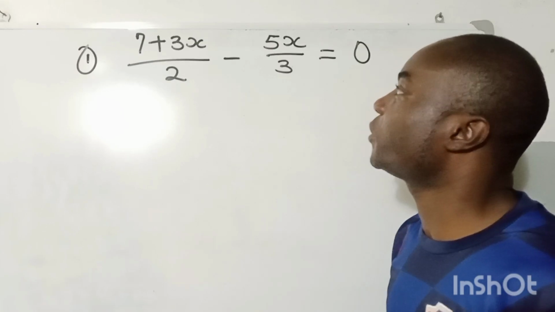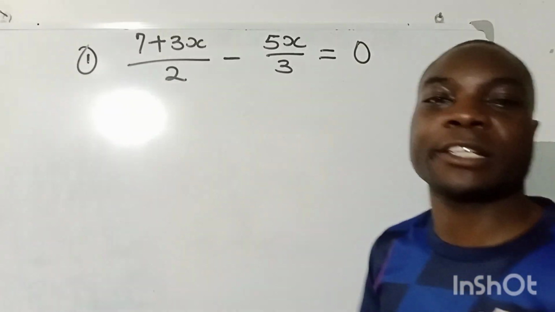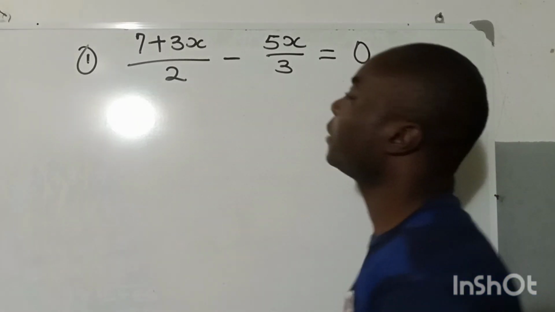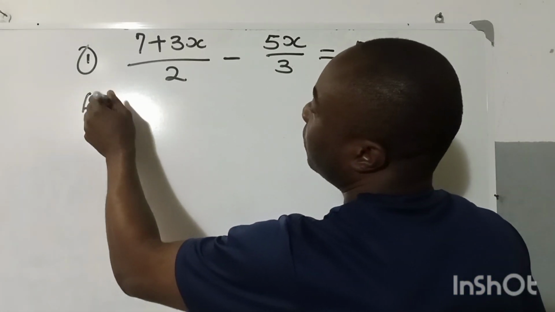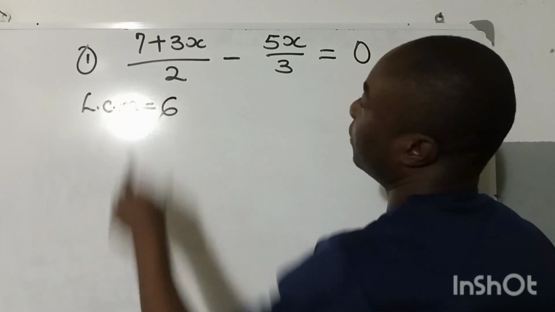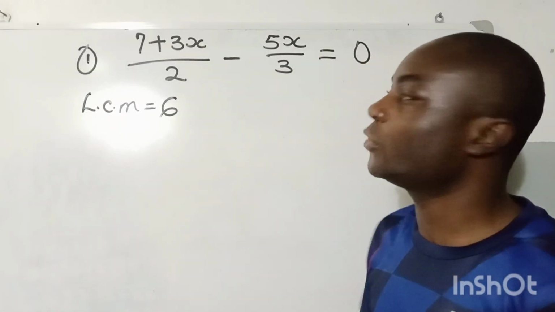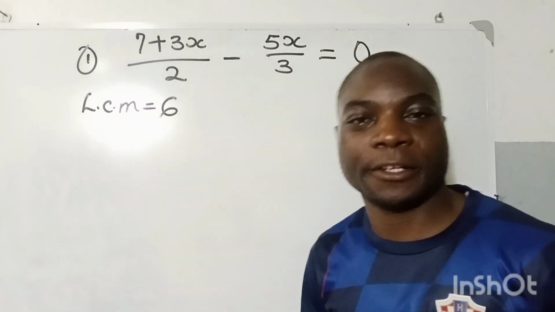Now, to answer this question, all we need to do is to ask ourselves, first of all, what is the LCM of 2 and 3? And the LCM of 2 and 3 is 6. The LCM is 6. Now, since we now know our LCM as 6, the next thing to do is to multiply through by the LCM.